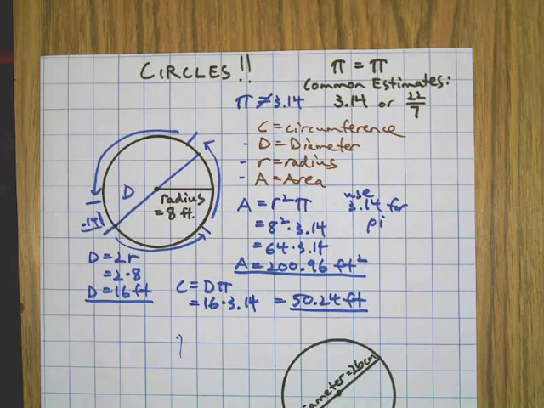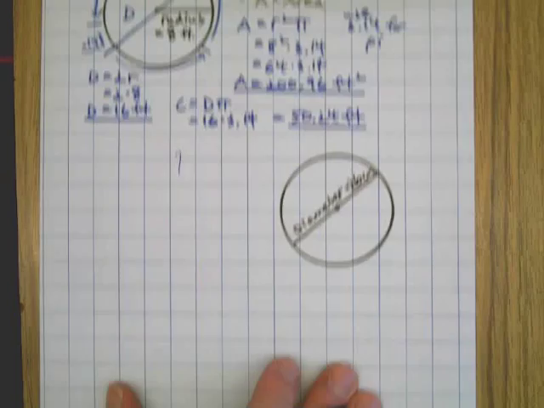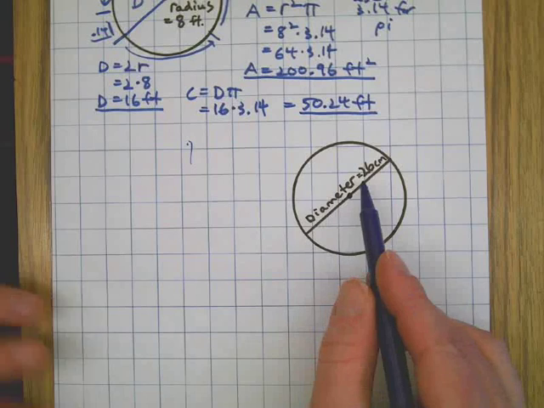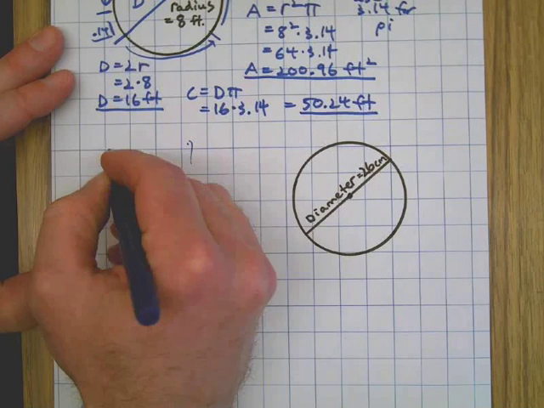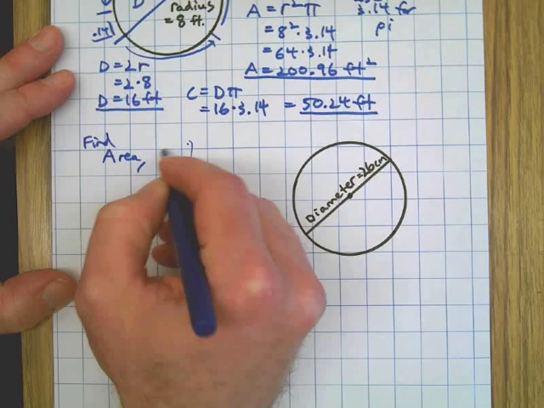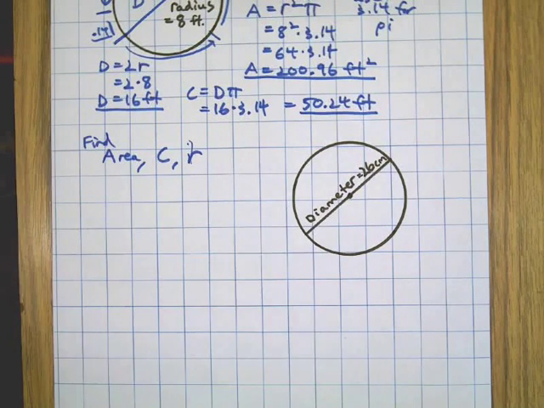All right. On to the next problem. If you need to soak that one in a little bit, just pause the video, okay? Go over the steps, rewind it if you need to. Start from the beginning. Here's another problem. Sometimes you'll be given the diameter, and we need to find area, circumference, and radius. I always like to start with the easiest thing first.